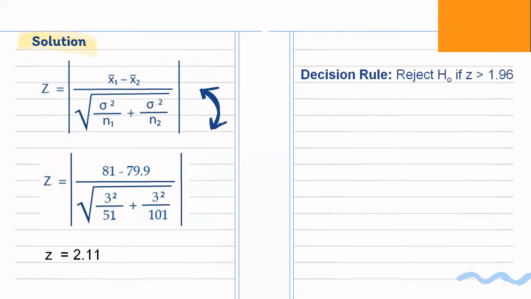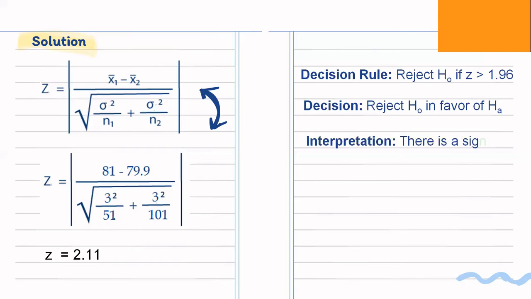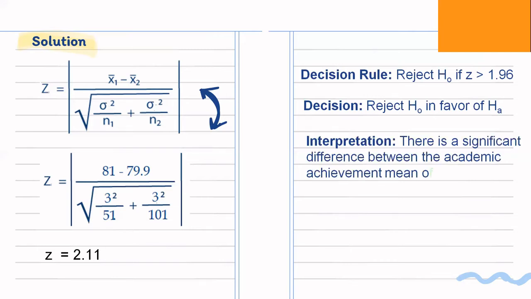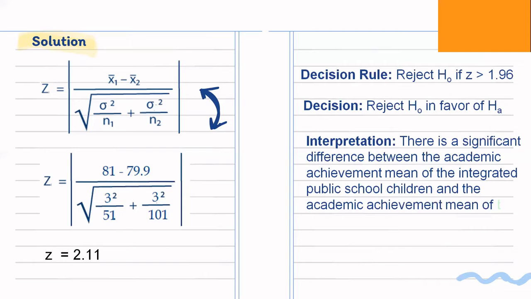So our decision rule is to reject the null hypothesis if the z value is greater than 1.96. So since 2.11 is greater than 1.96, our decision is to reject the null hypothesis in favor of our research hypothesis. It means that there is a significant difference between the academic achievement mean of the integrated public school children and the academic achievement mean of the segregated public school children. There you go.